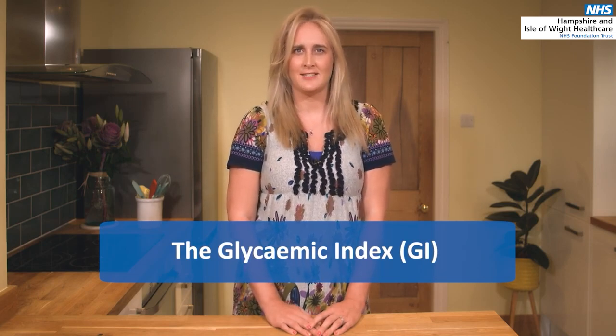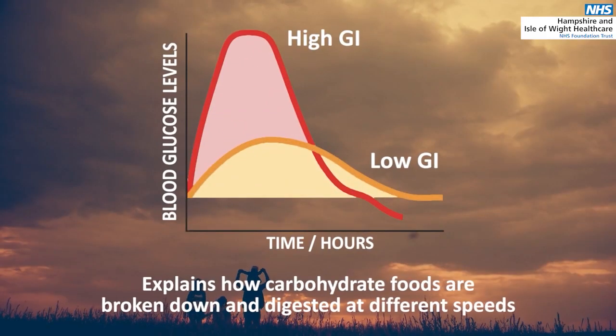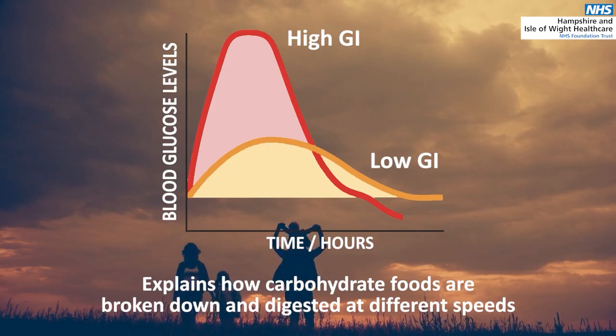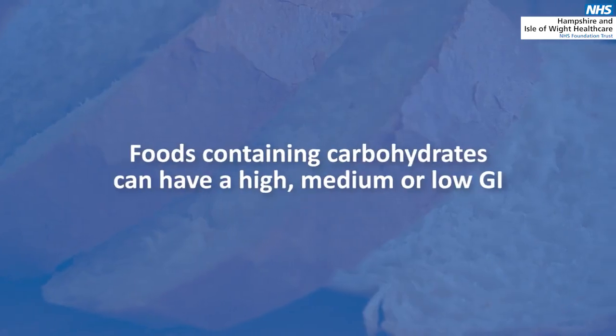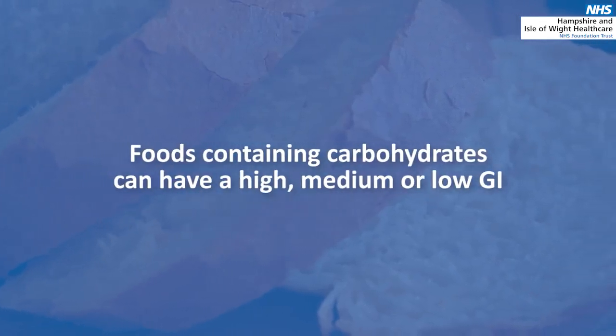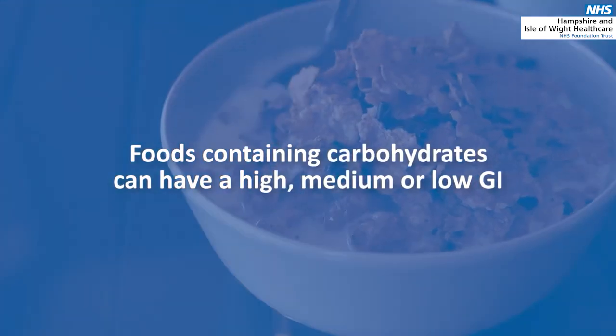In this short film, I'm going to talk about the glycaemic index. The glycaemic index, or GI, explains how different carbohydrate foods are broken down and digested by the body at different speeds. Foods containing carbohydrates can have a high, medium or low GI.